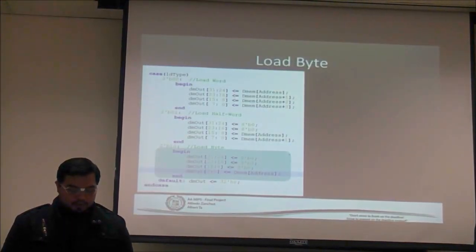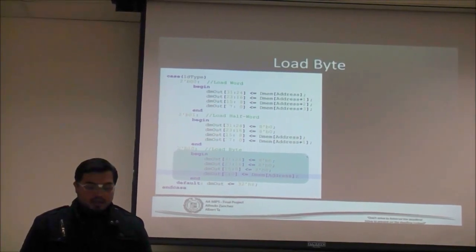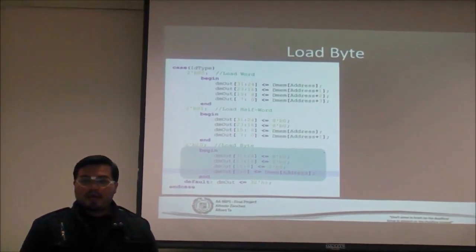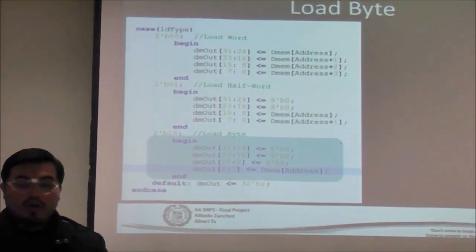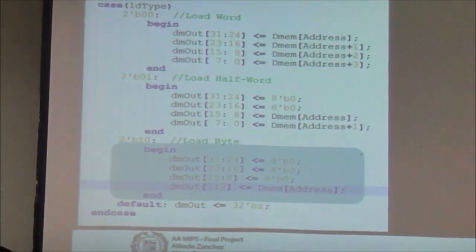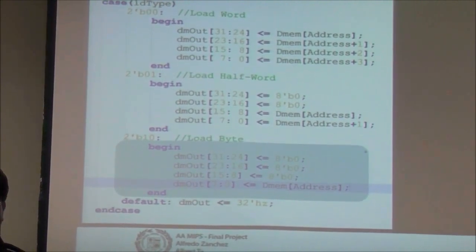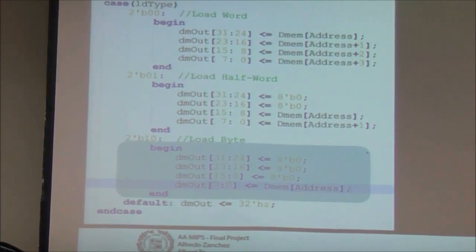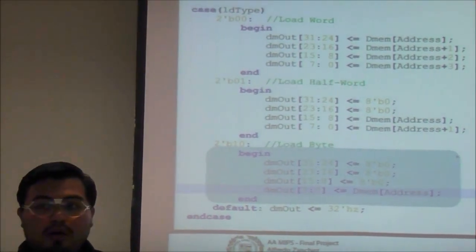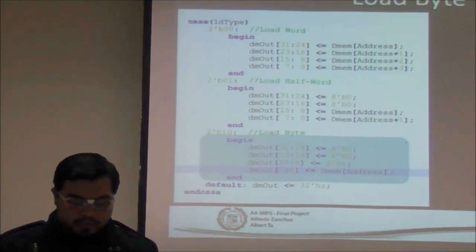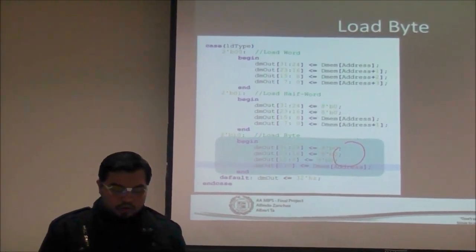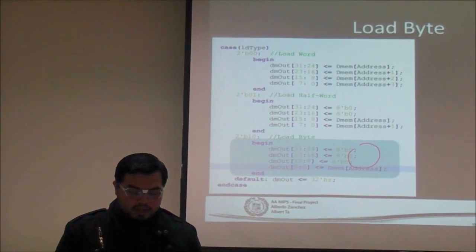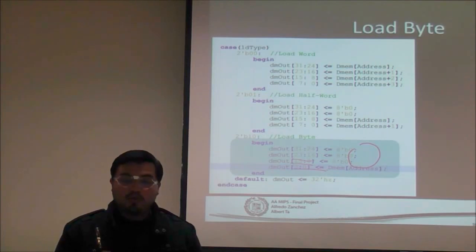The load byte. The load byte is just 8 bits, and since it's just a byte, whatever address you set it to, that's where it's going to get stored. But something very important to notice is that the registers are not byte addressable. They're 32 bits wide, so you have to load the remaining bits with zeros. As you can see in this section right here, we load 31 to 24, 23 to 16, 15 to 8 with all zeros, and then 7 to 0 with whatever the data is from memory.